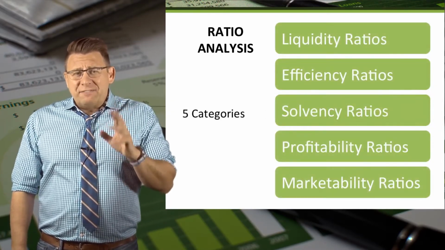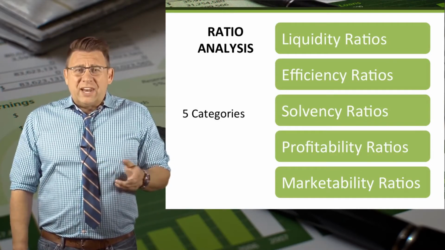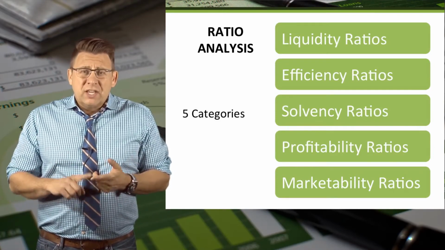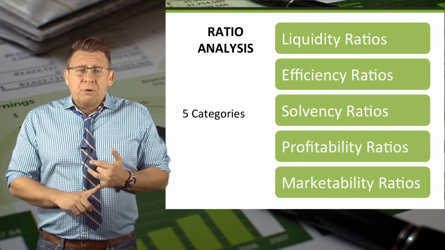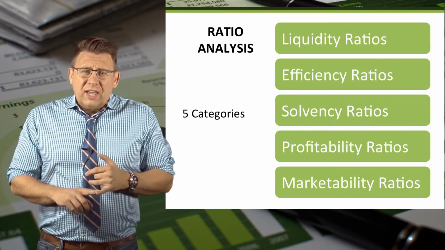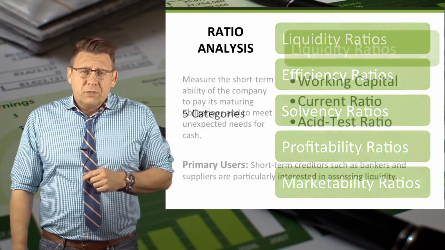Generally, there are 5 categories that all ratios fall into. The categories are liquidity ratios, efficiency ratios, solvency ratios, profitability ratios, and something I'm calling marketability ratios.